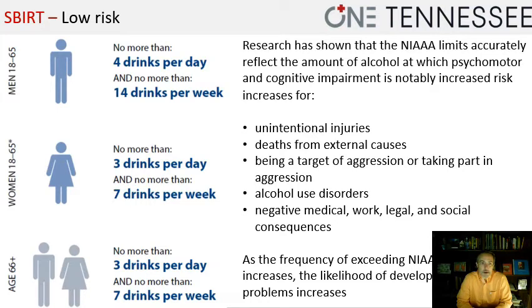And when we're looking at some adverse consequences of drinking more than these low risk numbers, that involves unintentional injuries, primarily falls, motor vehicle accidents, deaths from external causes, being a target of aggression or taking part in aggression. Think college campuses and associated date rape and binge drinking. You could develop an alcohol use disorder and become physically dependent on alcohol drinking at higher levels. And then negative medical, work, legal, and social consequences.